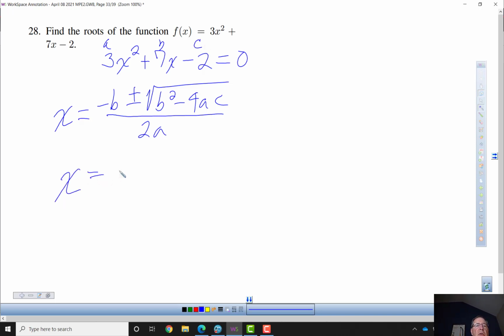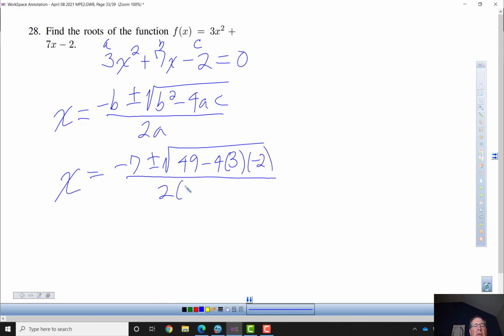So x equals negative 7 plus or minus the square root of 7 squared, which is 49, minus 4 times 3 times negative 2, all divided by 2a, which is 2 times 3. So that's negative 7 plus or minus the square root of 49. So that's negative 12 times negative 2, which is positive 24. All divided by 6.